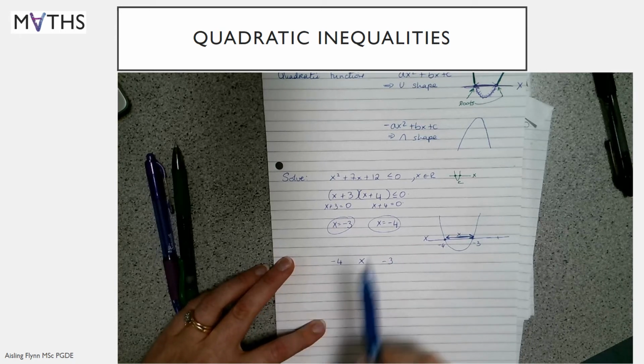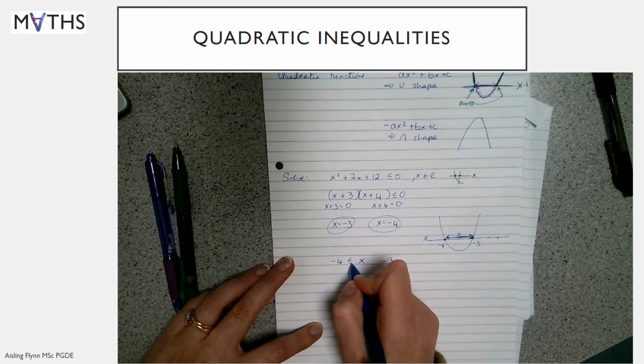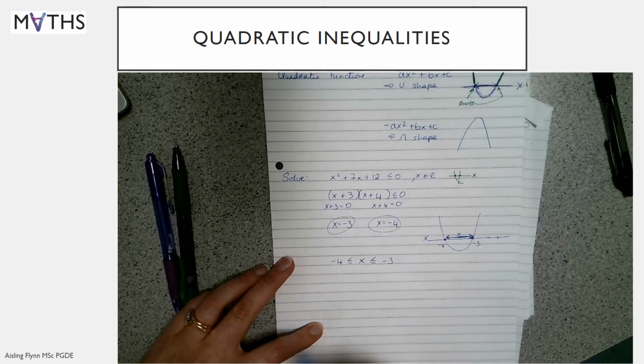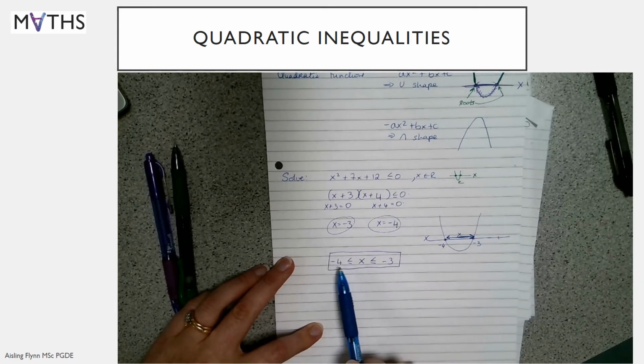And we look to the question: does it include an equal to sign? Yes, well then we can include one in our answer. Okay, and this is my result. The function is less than or equal to 0 when x is between these two values.